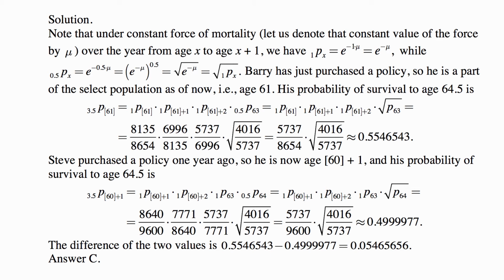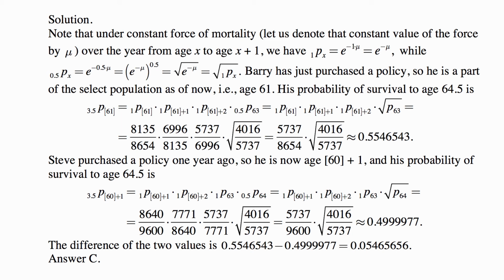Now Steve purchased the policy 1 year ago, so he is now age 60 in brackets plus 1, and his probability of survival to age 64.5 is the population selected at age 60 plus 1, probability of survival for 1 year, 60 in brackets plus 2, survival for 1 year, 63, survival for 1 year, because at 63 the selection effect wears off, and then 64 for half a year, which is the square root of the probability of survival for 1 year at age 64.